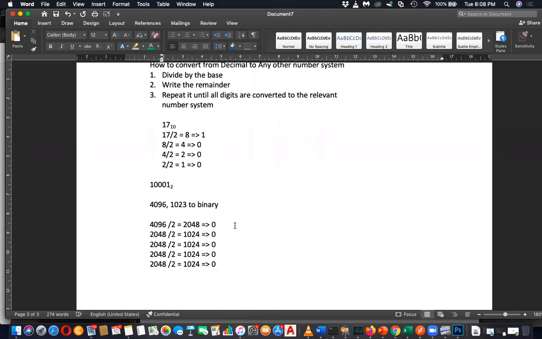Okay, now you have to divide this. 4096 divided by 2 is 2048, remainder 0. 2048 divided by 2 is 1024, remainder 0. Then 512, remainder 0. Then 256, remainder 0. Then 128, remainder 0. So then repeat.